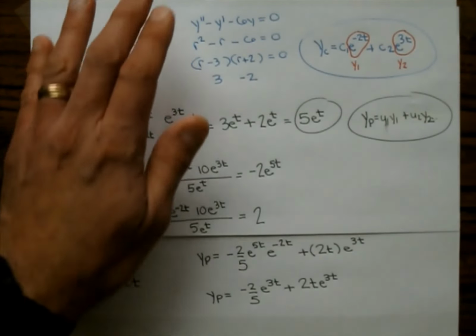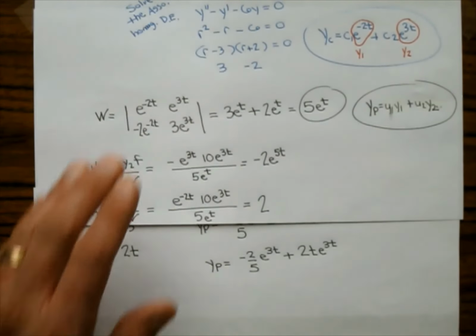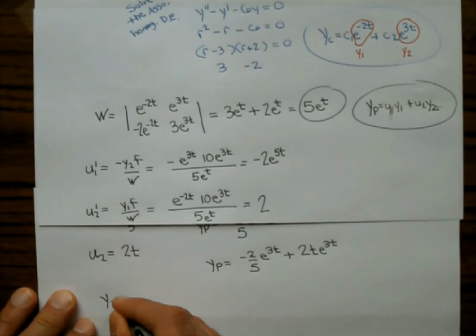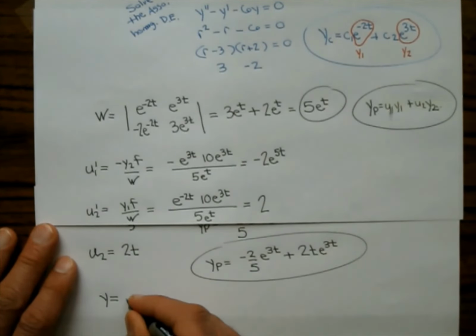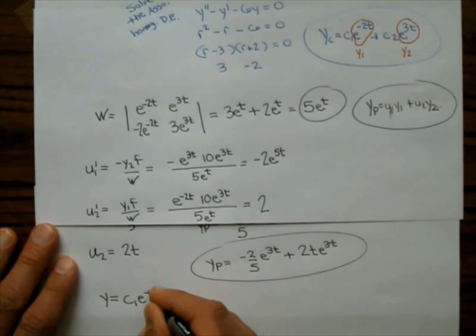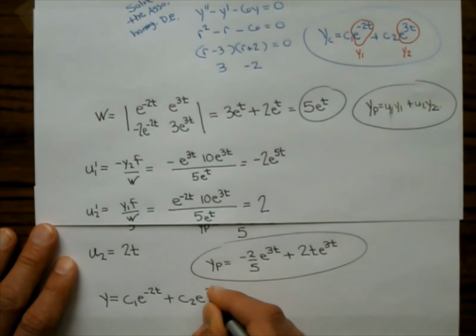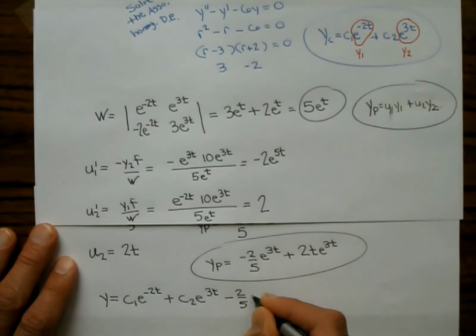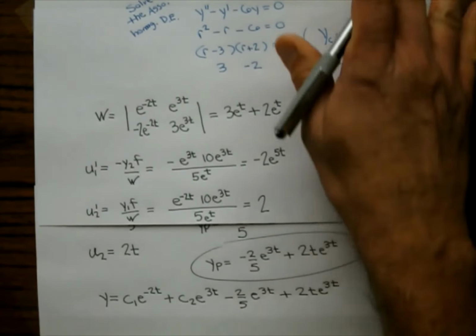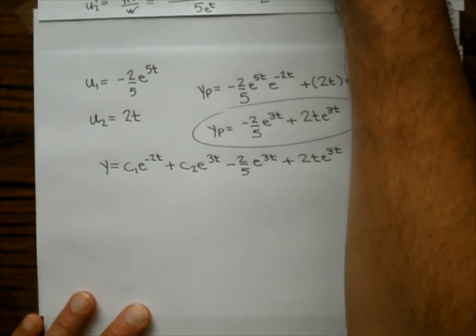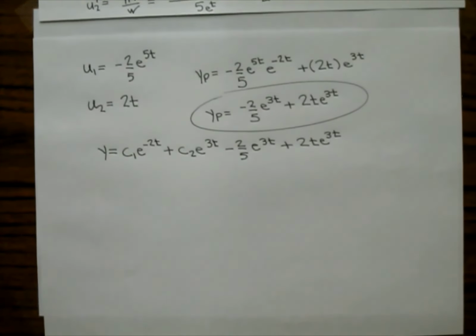Now, you might be looking at the answer that we got before and getting a little nervous, but I should be the one who's nervous. I'm going to go ahead and put this together with that. So this is c1 e to the negative 2t plus c2 e to the 3t, and then plus the particular solution, minus 2/5 e to the 3t plus 2t e to the 3t. Now, before we box our answer and say, oh, that's what it is, notice these guys right here.